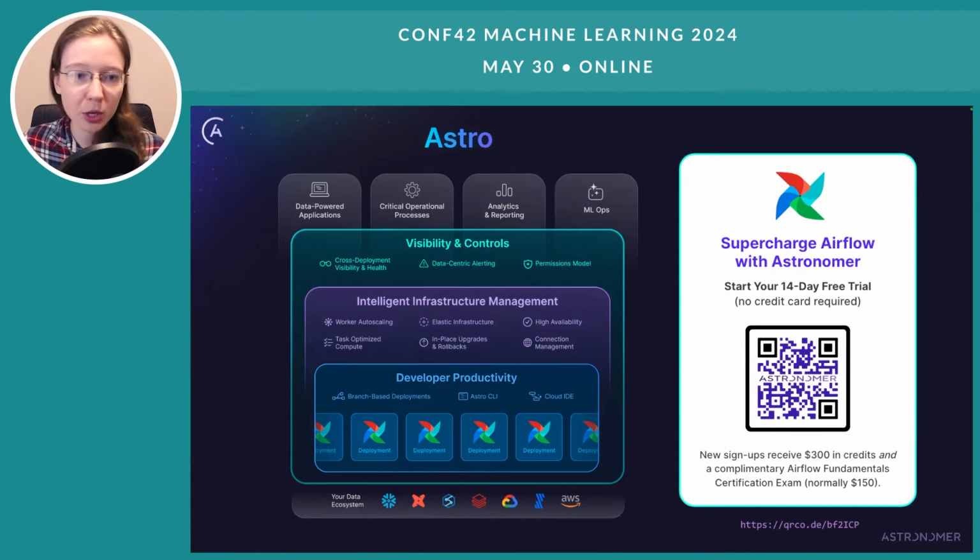Of course, Astronomer is a company, so there's a commercial offering, which is called Astro. Astro is a place where you can run Airflow deployments at scale, and many of them, without needing to worry about infrastructure. Airflow itself is open source, and you can run it however you want to. But if you want an easy way to spin up a lot of Airflow deployments, especially if you have different teams that use Airflow and want additional features on top of Airflow, like RBAC management, then Astro is a great option for you.